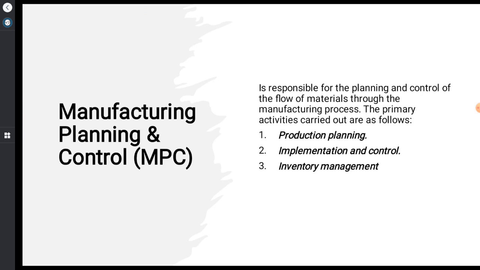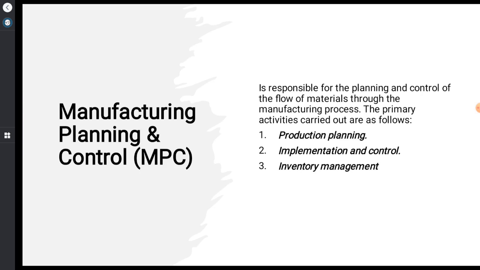Manufacturing planning and control is responsible for the planning and control of the flow of materials through the manufacturing process. So here we are focusing on the activities going on inside the factory to enable the managers and the employees to transform the raw materials into finished goods. So again, it is responsible for the planning and control of the flow of material through the manufacturing process.